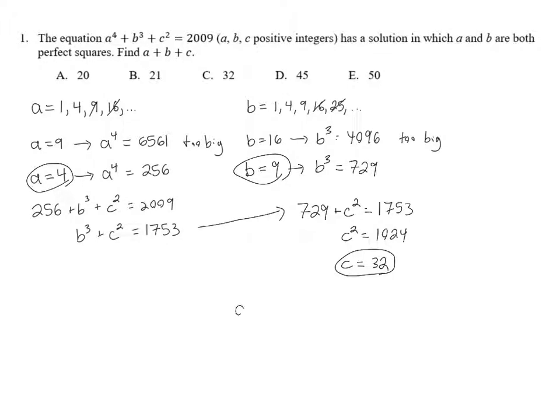We're asked to find a plus b plus c in this case. That gives us 4 plus 9 plus 32, which ends up being 45, and that is answer choice D.